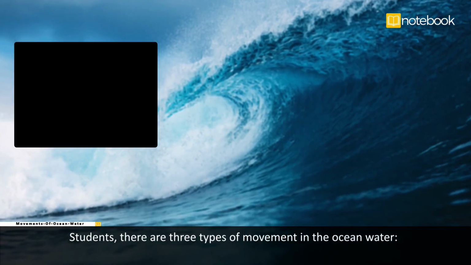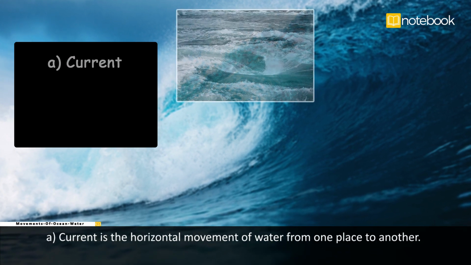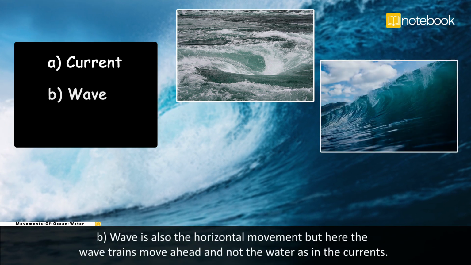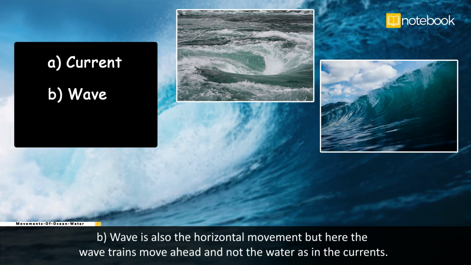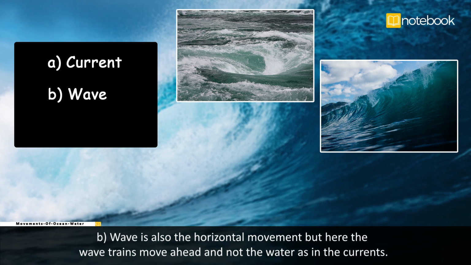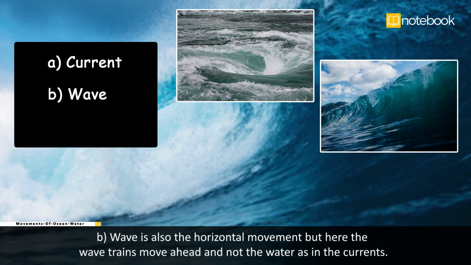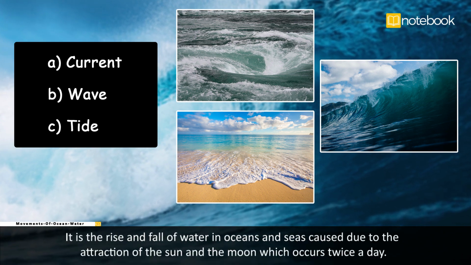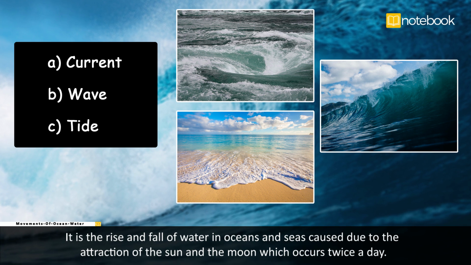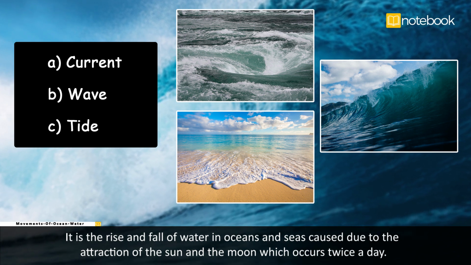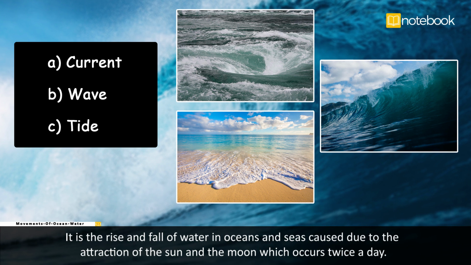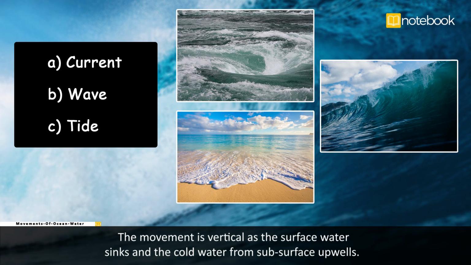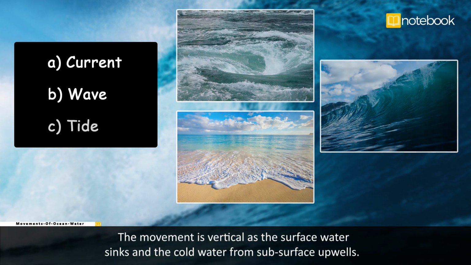Students, there are three types of movement in the ocean water. Current is the horizontal movement of water from one place to another. Wave is also a horizontal movement, but here the wave trains move ahead and not the water as in the currents. Tide is the vertical movement of the water. It is the rise and fall of water in oceans and seas caused due to the attraction of the sun and the moon, which occurs twice a day. The movement is vertical as the surface water sinks and the cold water from the subsurface upwells.